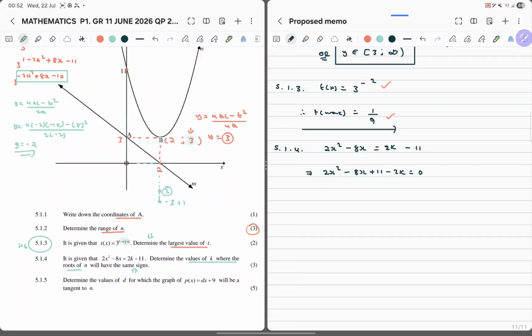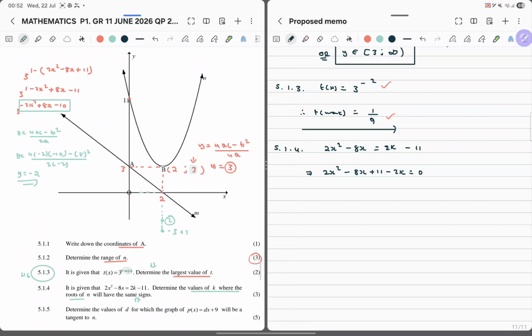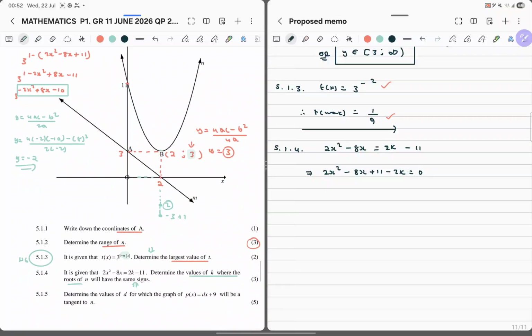Now what have we done? So the roots will have the same sign. This question is supposed to be easy, but now it's not trying to be easy. I'm looking at 2 possibilities: 2x squared minus 8x plus 11 is equal to 2k. Seeing that this is a constant, this is good. We can just use a straight line. Let's drop this for a second. I'll show you something about it later.